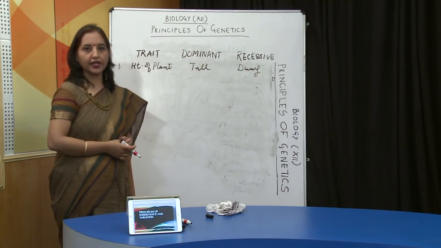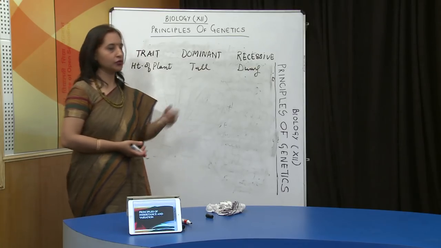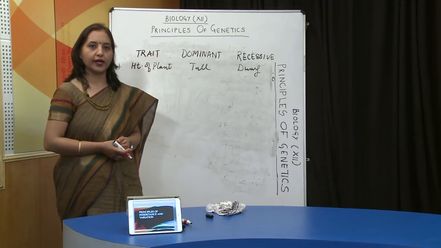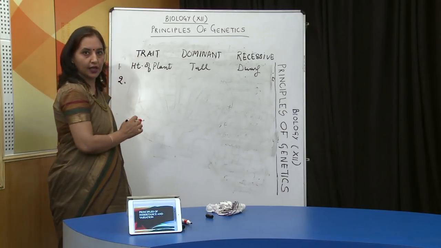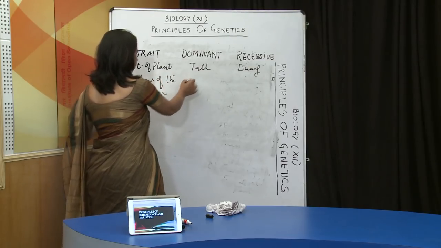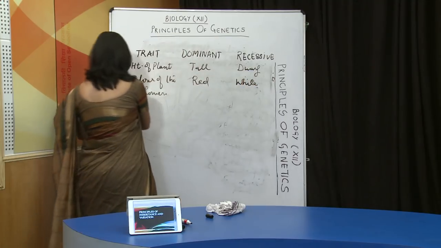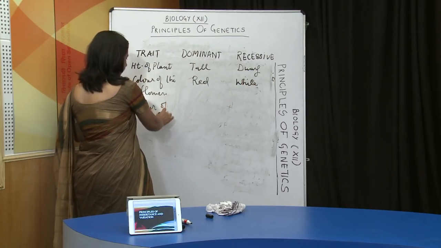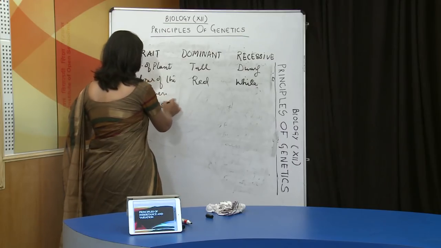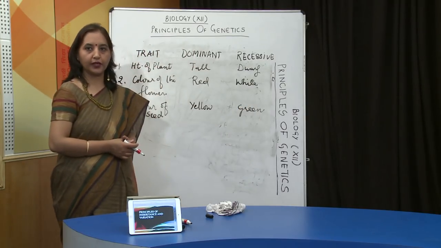The first trait was the height of the plant, wherein only tall plants were obtained in the first generation. So this trait was called dominating, wherein the short plants did not appear in the first generation and were called recessive. The second trait was the color of the flower. Red color was dominating over white. The third character was color of seed. Yellow color was dominating over green.